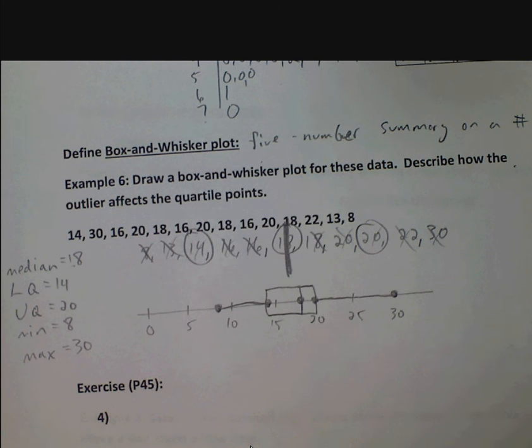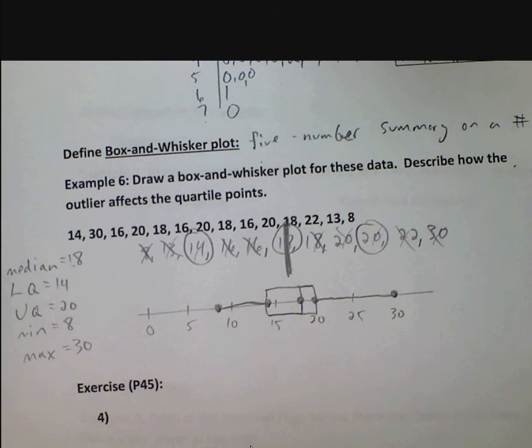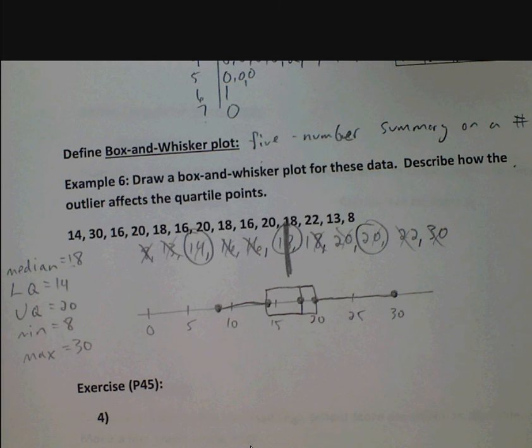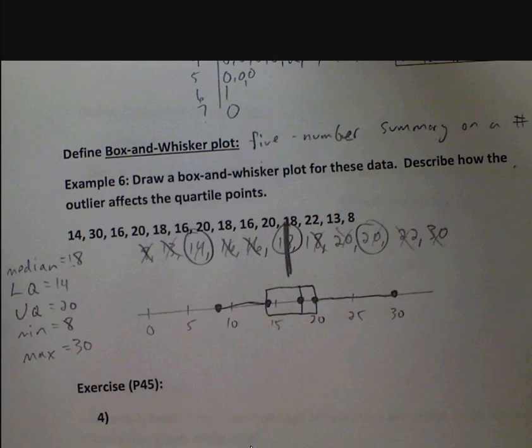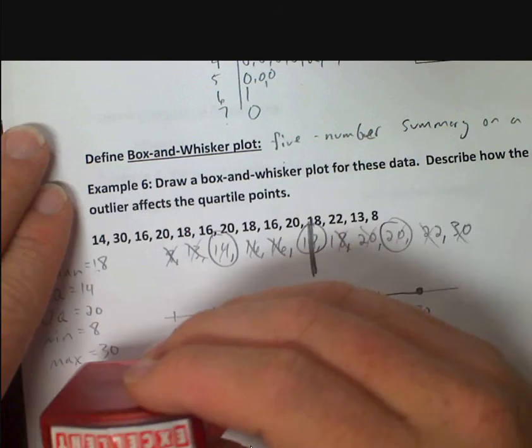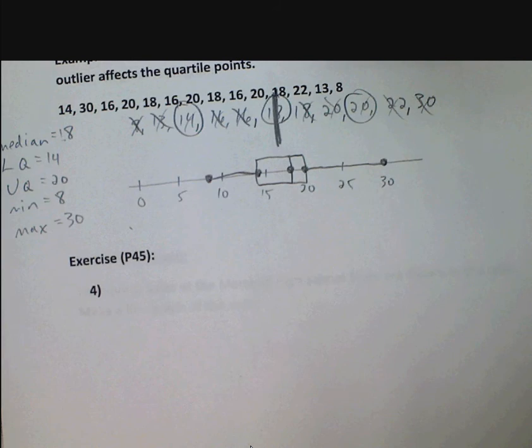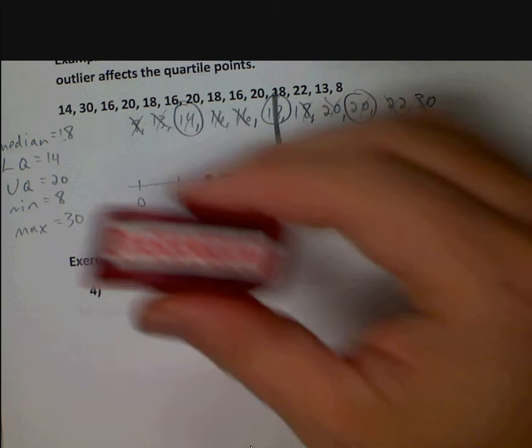So go ahead and pause the video. Let me find my pause sign. There's my pause sign. Go ahead and pause the video and try the exercise found on P45, number 4.